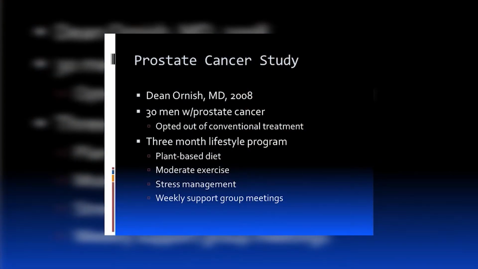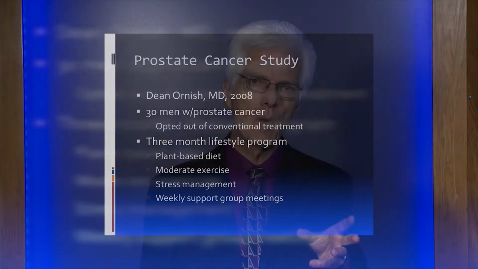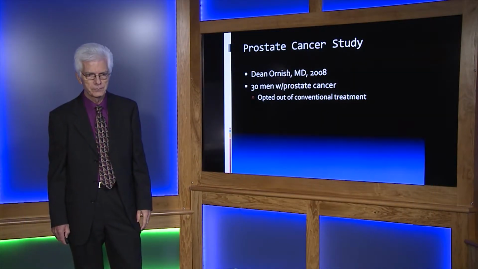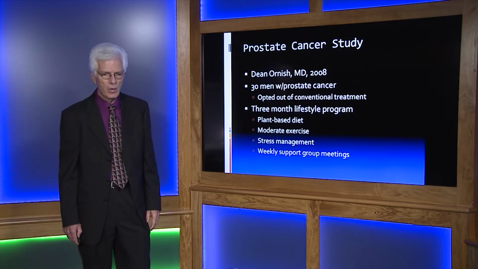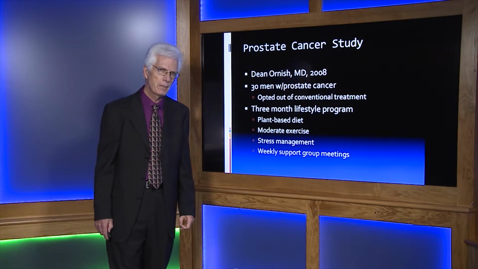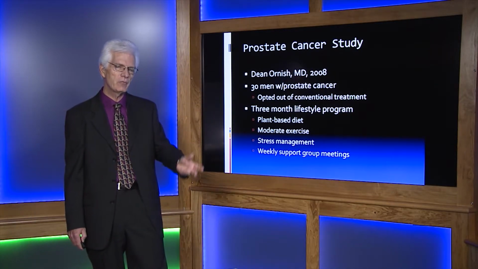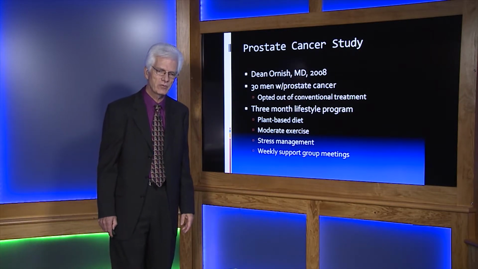When he envisioned the prostate cancer study, he said, well, what would happen to the genes of these people in this study if we took men and enrolled them who have prostate cancer? And I want the men that have declined traditional treatment, men who are well along with their cancer growth. So he took these men, 30 men, he enrolled them in a 3-month lifestyle program, and he fashioned it very similar to how he fashioned his original program for cardiovascular disease.